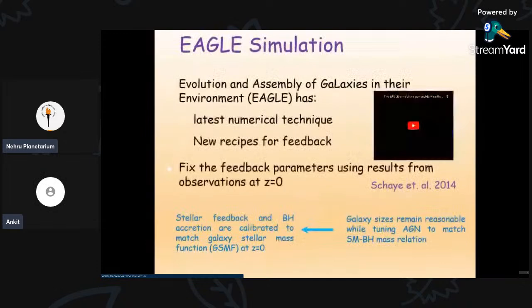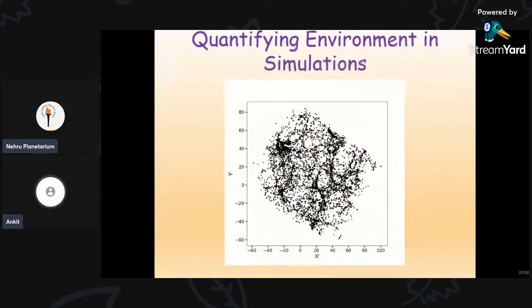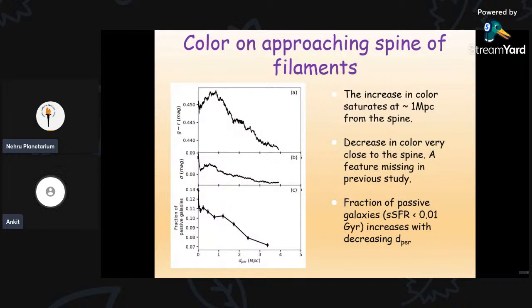Now, I use a simulation called the EAGLE simulation, which is a hydrodynamical simulation, which uses different numerical techniques. It fixes the feedback parameter, it fixes the star formation parameter in a different unique way. And I try to verify if the same thing happens. So here, I take a slice from the simulation comparable to the Coma supercluster that we have. We quantify the environment, we get a mock image, in fact various mock images, and then we plot the same thing. Now look at the top A plot here. You can see the same feature here, that as you are going towards the spine of the filament, the galaxies are becoming redder, within a certain distance from the filament.